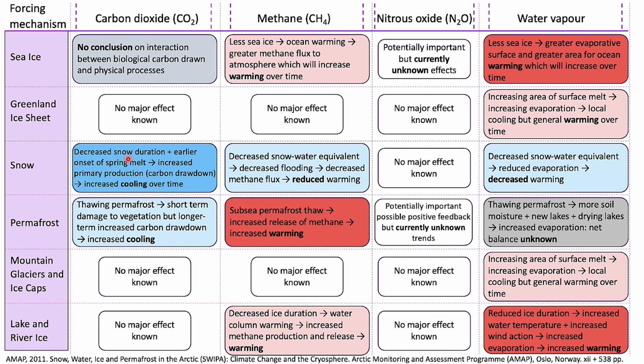That means the decreased snow duration plus earlier onset of spring melt increases the primary production. That means more CO2 can now be captured, because if there is an increase in CO2, the melting of ice actually leads to more primary production. So this increases the cooling over time, because now more and more CO2 is being removed from the atmosphere. So these are all the forcing mechanisms and the cryospheric components, and how they are affected.